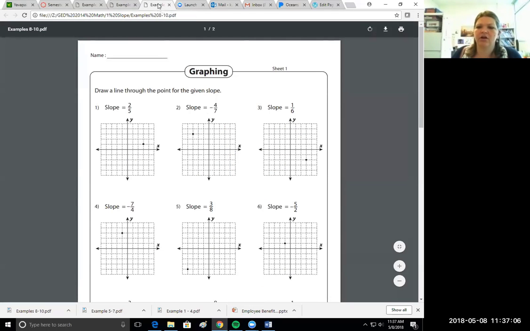Okay, let's go on to our next one. So next example, it says draw a line through the point for the given slope. So this time they've given us a point, but they haven't given us the slope. So let's go ahead and look at how we could draw this slope. So remember that I taught you that the top number is your rise. Where's my annotate? There we go.